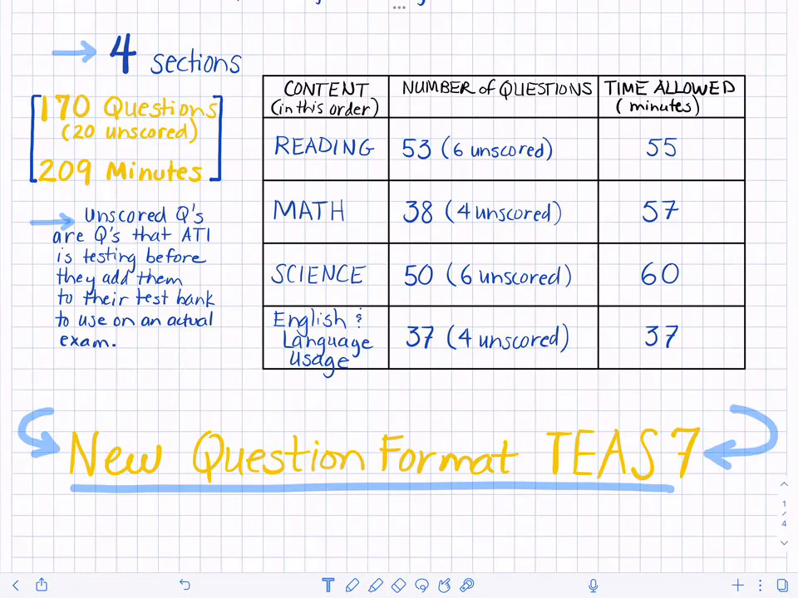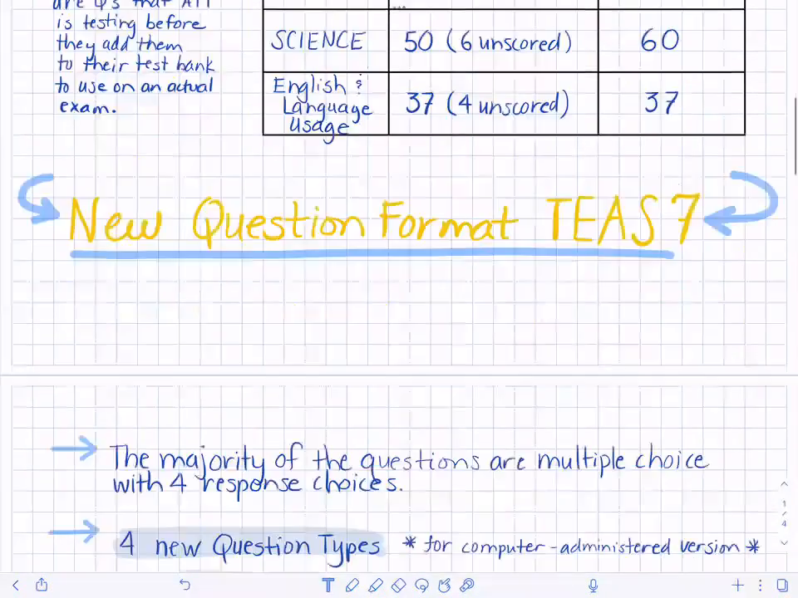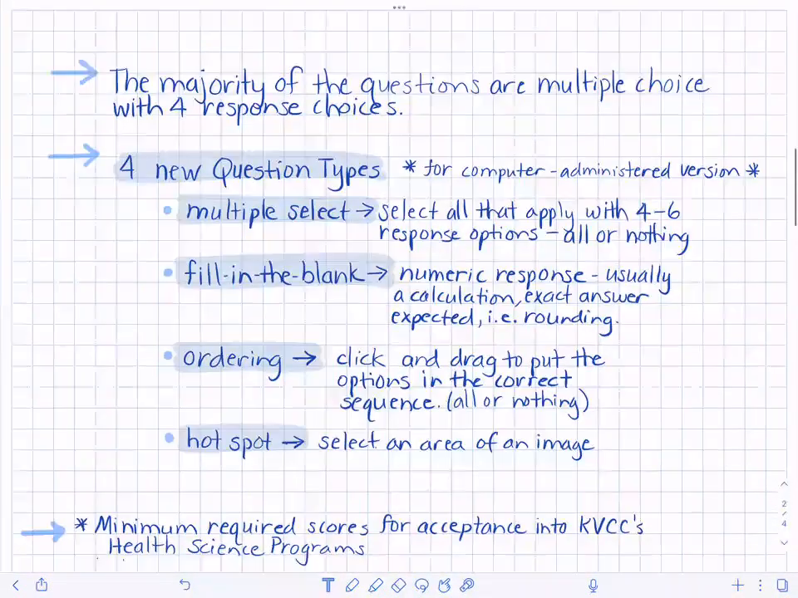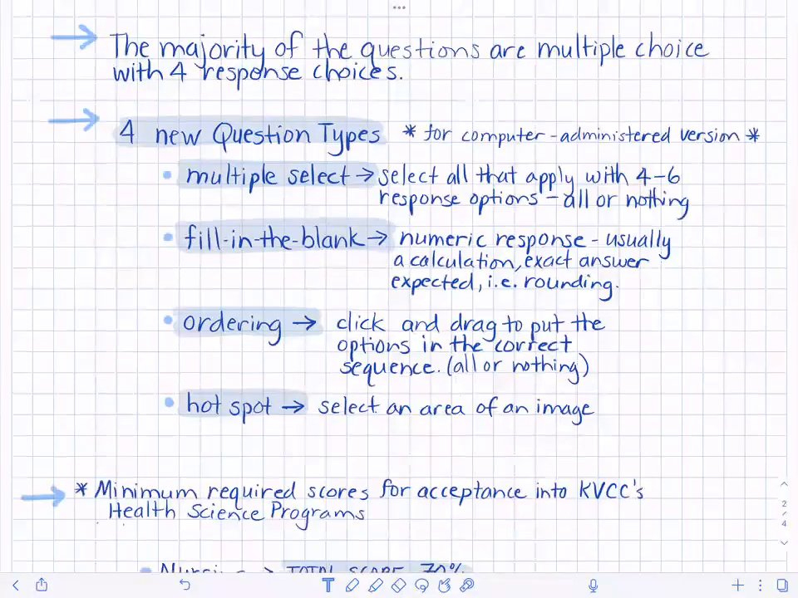Up till now, the TEAS has consisted totally of multiple choice questions with 4 response options. In the new version, the majority of the questions are still multiple choice with 4 response choices. And there are 4 new question types for the computer administered version of the TEAS. So this is whether you will be taking it at home, remotely, or here on campus via computer.